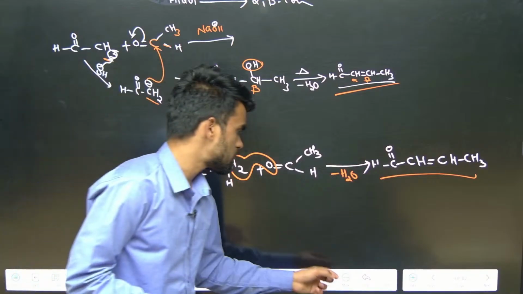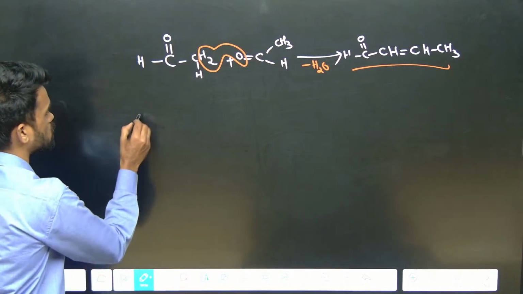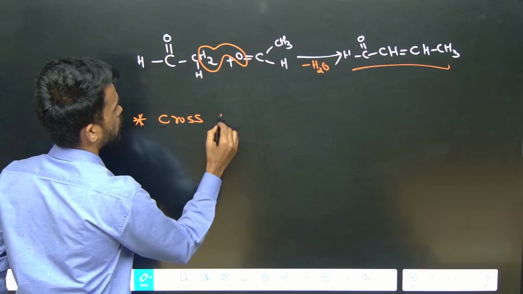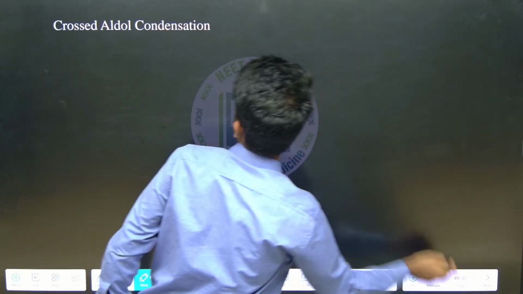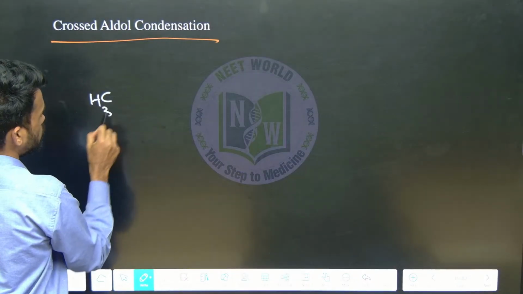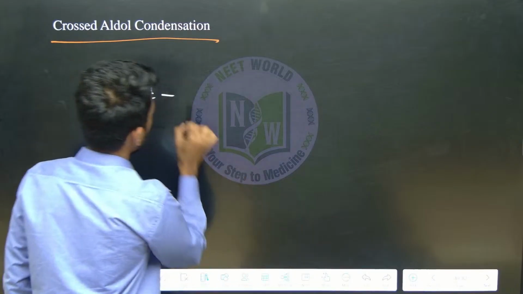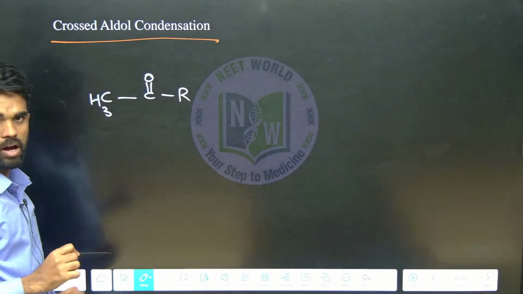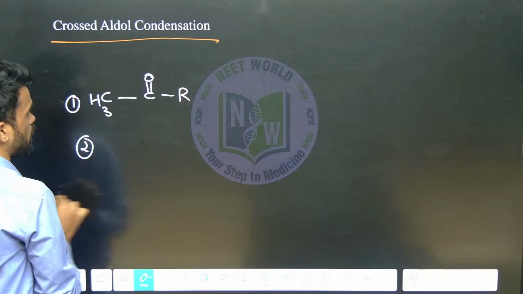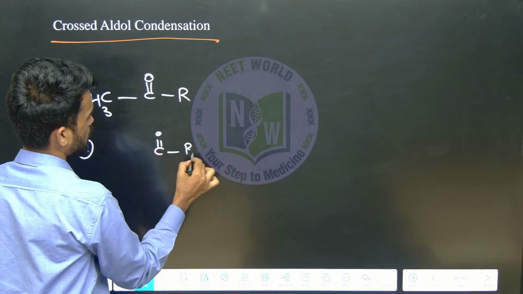In yesterday's class I added one more reaction for aldol condensation, that is the cross aldol reaction. What is that? Cross aldol, I already mentioned. What happens? Two different aldehydes, two different compounds. Like this is one aldehyde, one carbonyl compound, and a second one more I am taking. Let us say it has some R dash type of group.